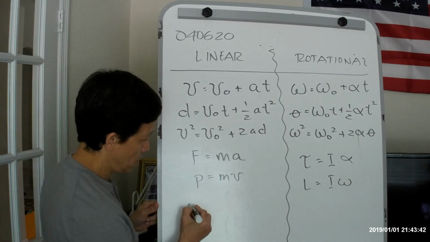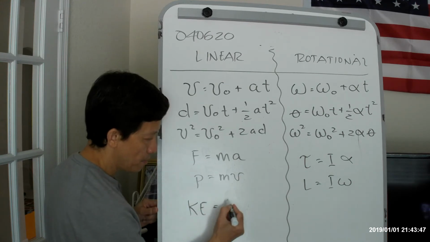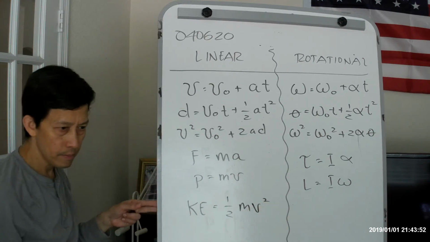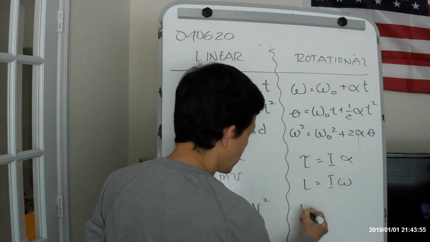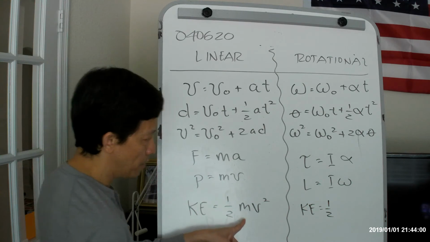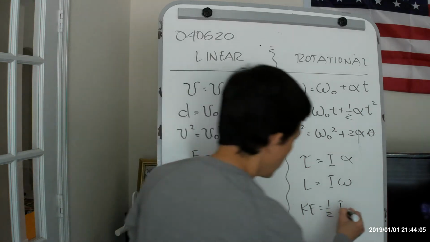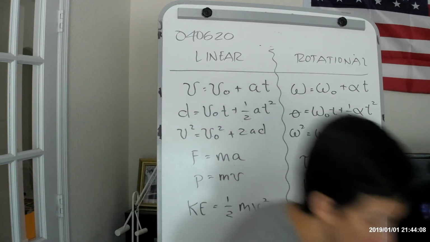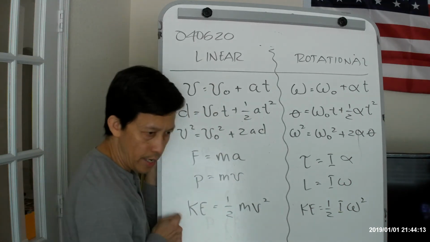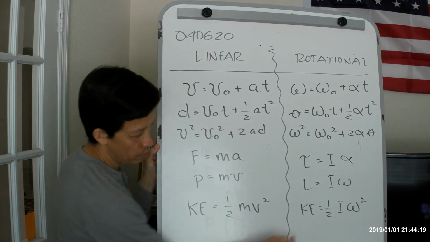Now how about kinetic energy? What is kinetic energy? 1/2 mv squared, right? For rotational, it turns into 1/2, your mass turns into rotational inertia, and your v into omega squared. What's your unit for kinetic energy? Joules.